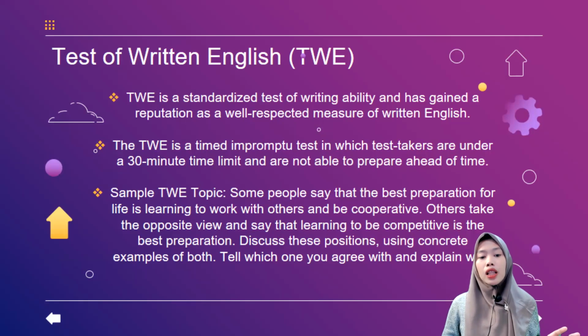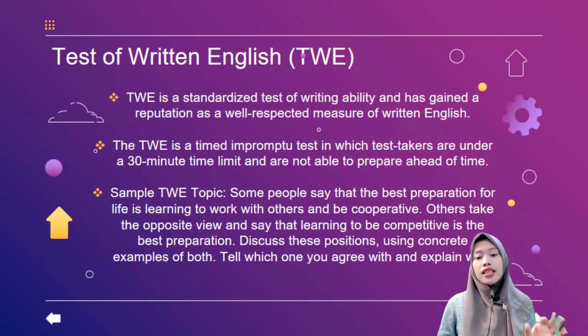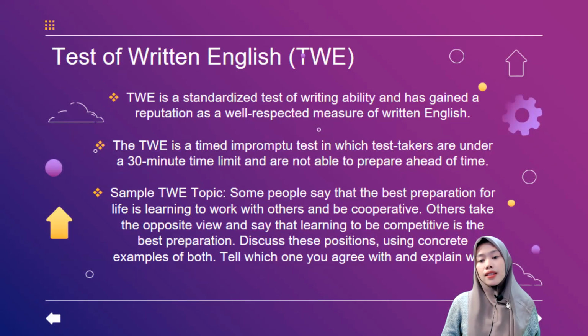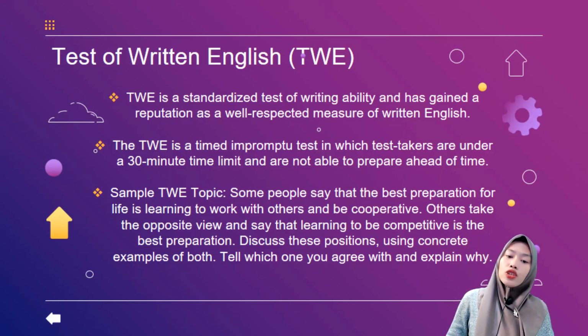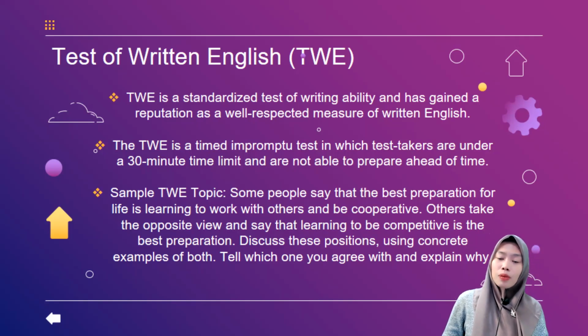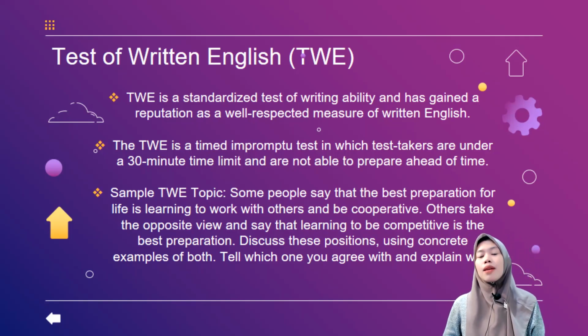And then the sample of TWE topic is: some people say that the best preparation for life is learning to work with others and be cooperative. Others take the opposite view and say that learning to be competitive is the best preparation. Discuss this position using concrete examples of both. Tell which one you agree with and explain why. Now, this is the example of TWE topic.